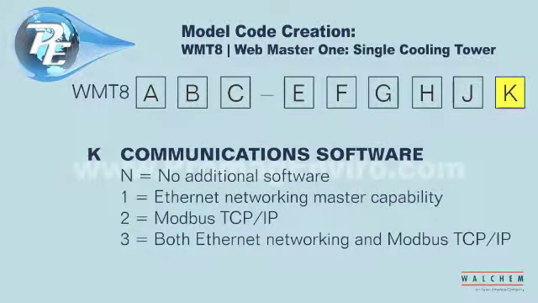The next selection is communications software. The letter N represents no additional software. The number 1 represents Ethernet networking master capability. The number 2 represents Modbus TCP/IP. The number 3 represents both Ethernet networking and Modbus TCP/IP.